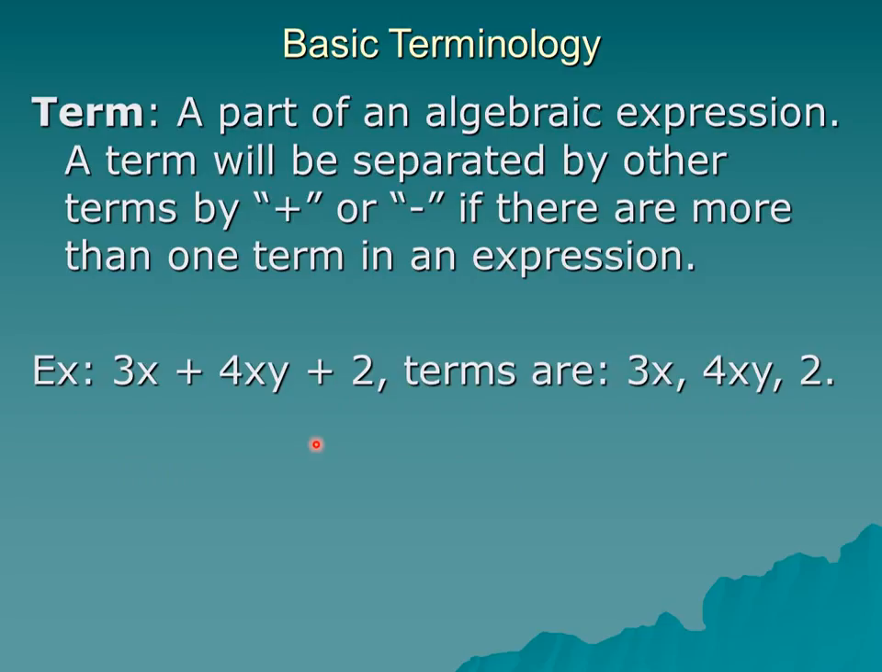So again, there are operators, and between one operator and the next, these are called terms. Like for an example, 3x is a term, 4xy is another term, 2 is another term. So you pretty much have 3 terms in this algebraic expression, right?